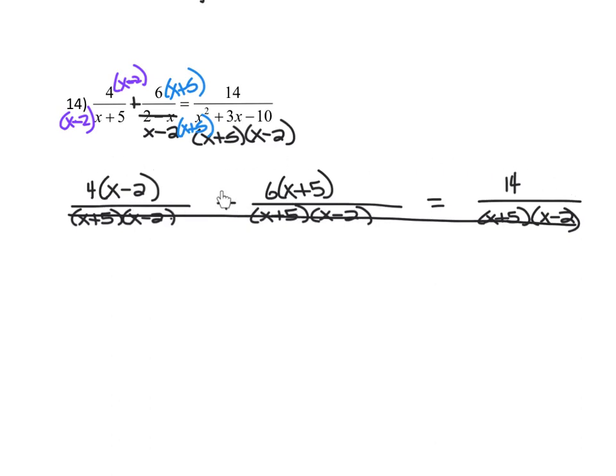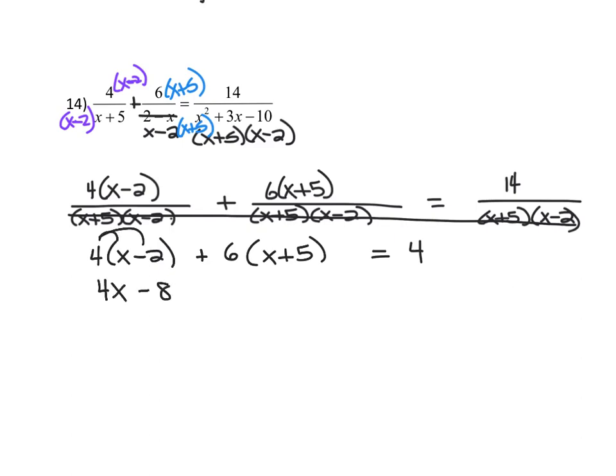Now, to be honest with you, because there's a plus sign here, I don't really care if you rewrite it. You can just jump right into distributing if you want. Or if you just want to be consistent, you can rewrite it and then distribute, whatever makes it easier for you. So 4 times x is 4x. 4 times -2 is -8. 6 times x is 6x. And 6 times 5 is 30. And then I'm going to bring down the equals 4.